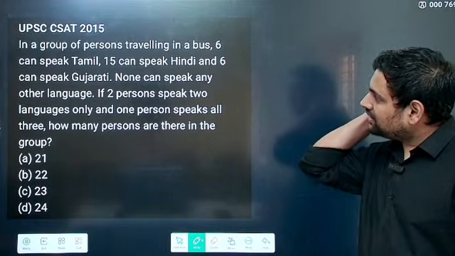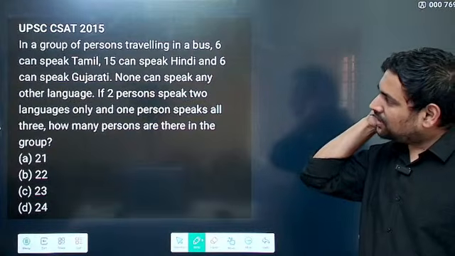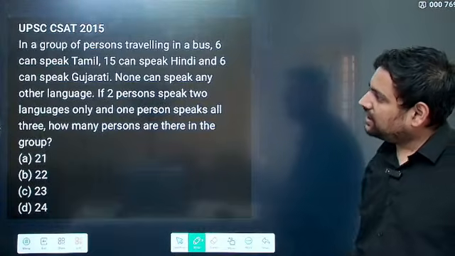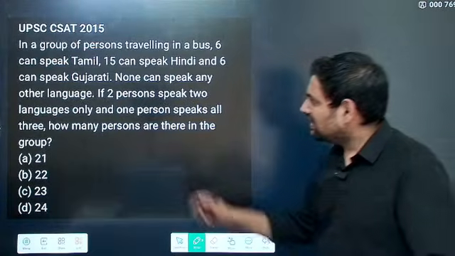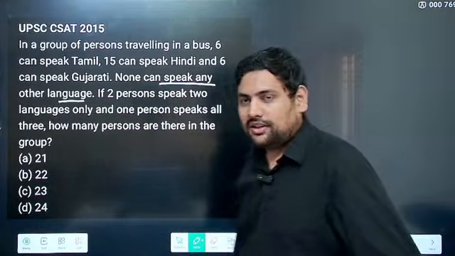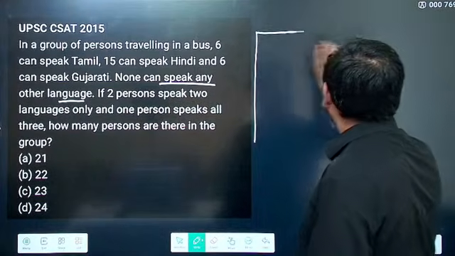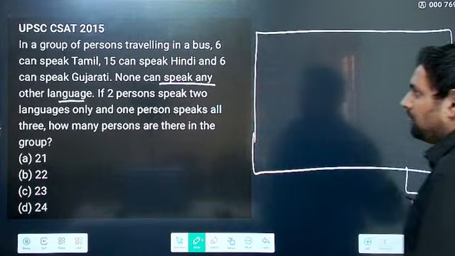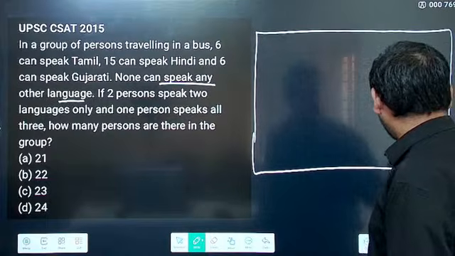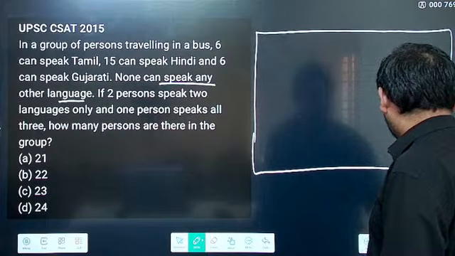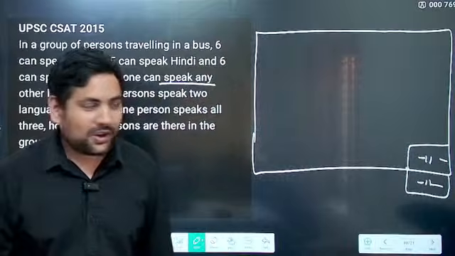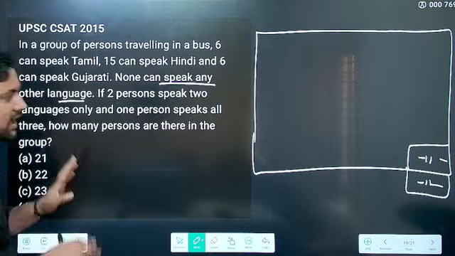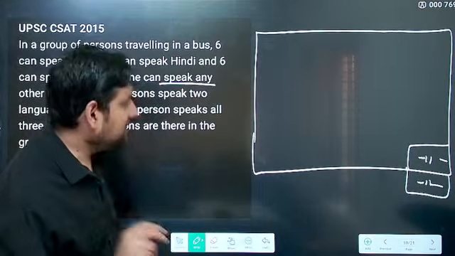In a group of persons traveling in a bus, 6 can speak Tamil, 15 can speak Hindi, 6 can speak Gujarati, none can speak any other language. Now, why is this line important? Because if I'm making a big box like this, then whatever is the total number of people, the box and the diagram will be exactly the same. Because it very clearly says none can speak any other language. So there is nobody who is outside the diagram. That is why this sentence is given.